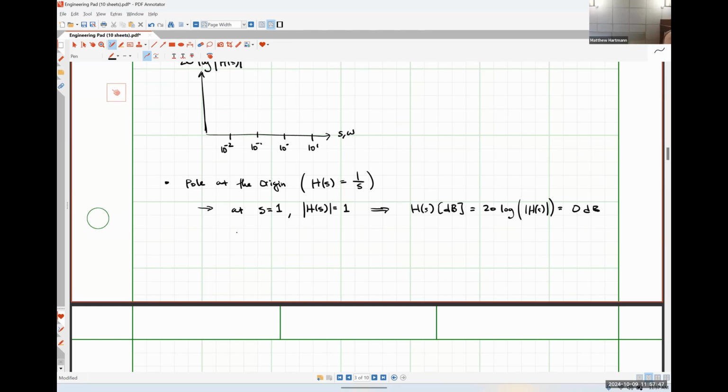So let's see something else. What if we let s be equal to 10? What would the magnitude of H of s be? 1/10. What would H of s be in decibels? So what's 20 log of 1/10? Negative 20 dB.